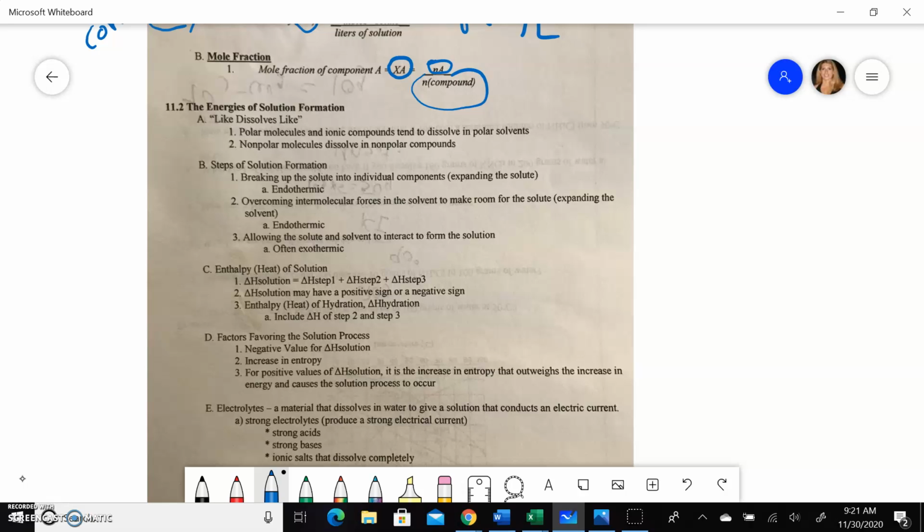And then ionic compounds are kind of like extreme polarity, and so they can dissolve too based on the solubility rules. So you would use the solubility rules for ionic compounds.